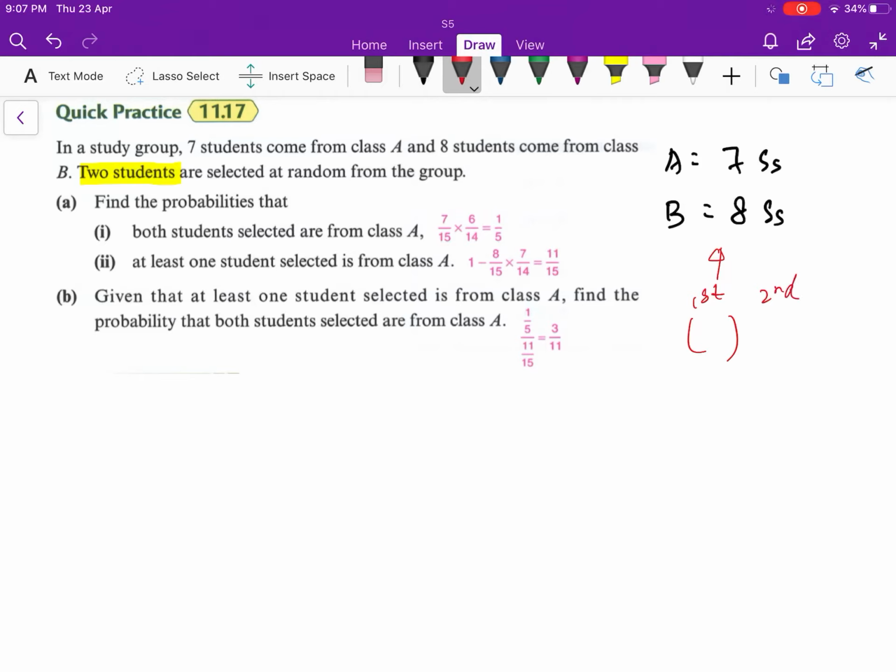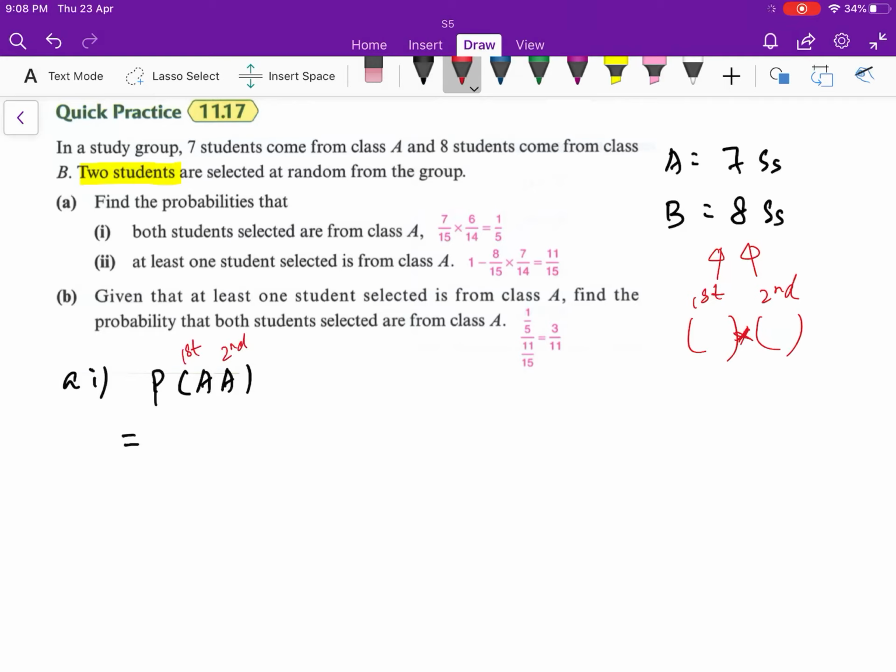That means 2 fractions. You will have the first student's probability and the second student's probability. The second student's probability will be affected by the first one because the number of students will be reduced. Now let's take a look at part A1 first. I want to find the probability that both of them come from class A. So that means AA.